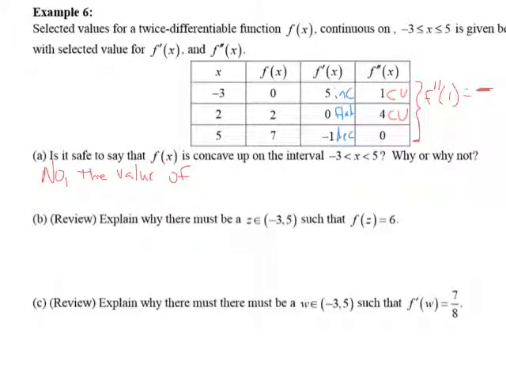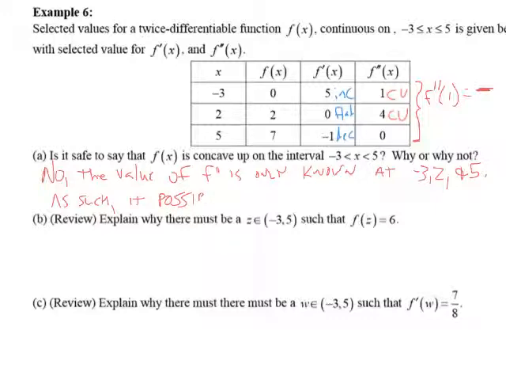So the conclusion is that we only know the value of f prime prime at specific locations: at -3, 2, and 5. As such, it can possibly be negative elsewhere.